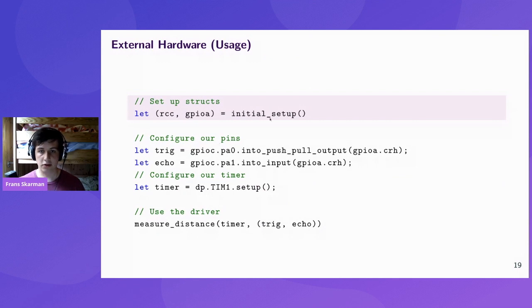To use this, we do the initial setup I showed before. I just moved that into a function here. And then we configure our pins, so we say that we need PA0 to be a push-pull output, PA1 to be an input, and the timer to be a configured timer in the HAL. And then we can just call measure distance using these pins. If we forget to configure the pin as an output or an input, again, the type system will tell us and will avoid debugging that issue at runtime.